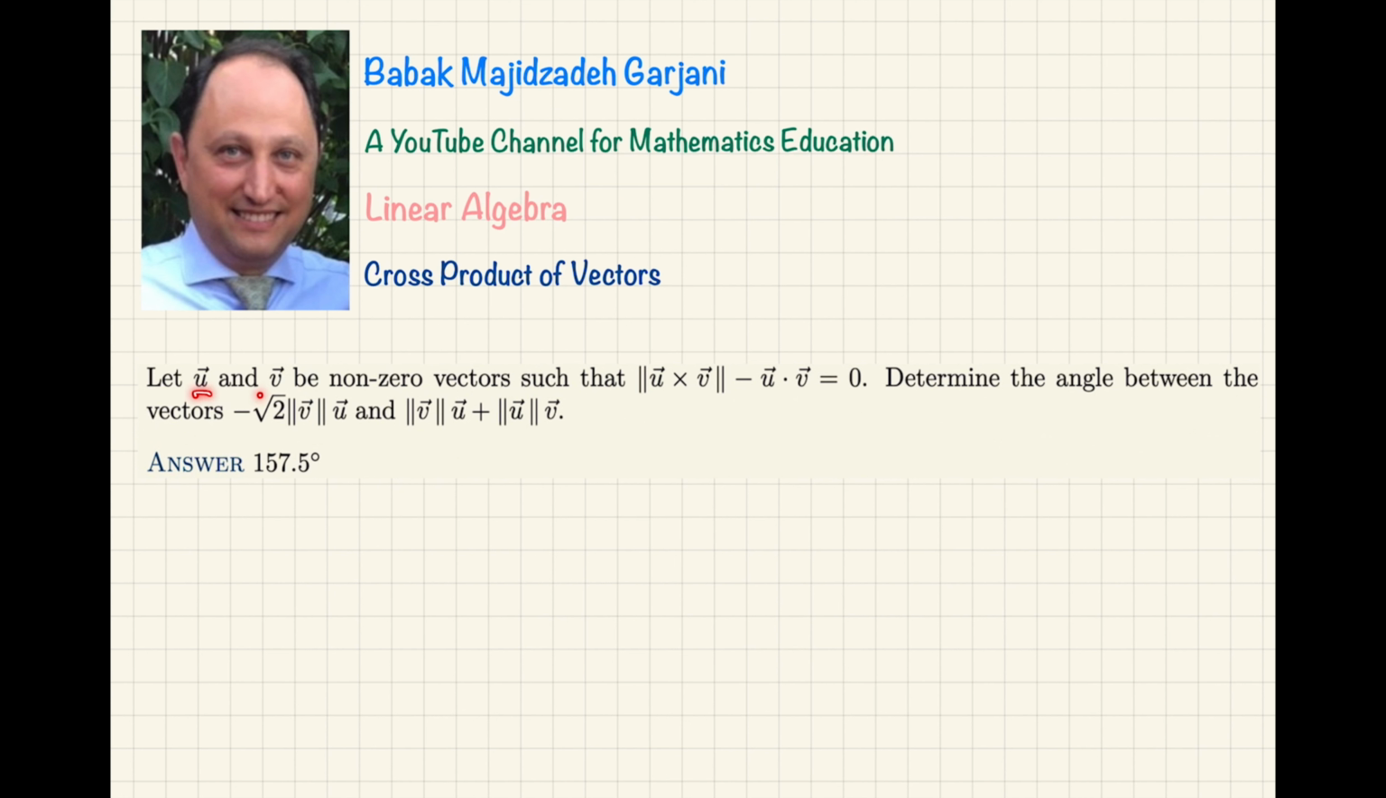Let u and v be non-zero vectors such that the norm of u cross v minus u dot v is equal to 0. Determine the angle between these vectors minus square root of 2 norm of v multiplied by vector u, norm of v multiplied by vector u plus norm of u multiplied by vector v.